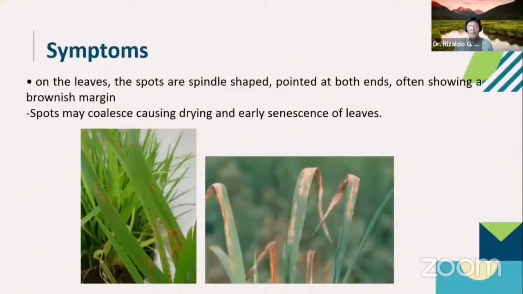Paano natin ma-recognize ang rice blast? Of course, through the symptoms produced by the diseased plant. On the leaves, the spots are spindle-shaped and pointed at both ends. Ito yung characteristic symptom. And then later on, the spots will coalesce, causing drying and early senescence of the leaves. Katulad na siya nito. Mamamatay yung dahon.